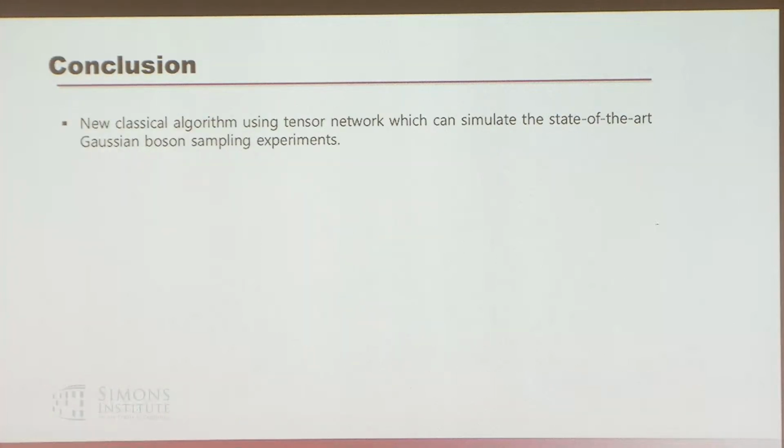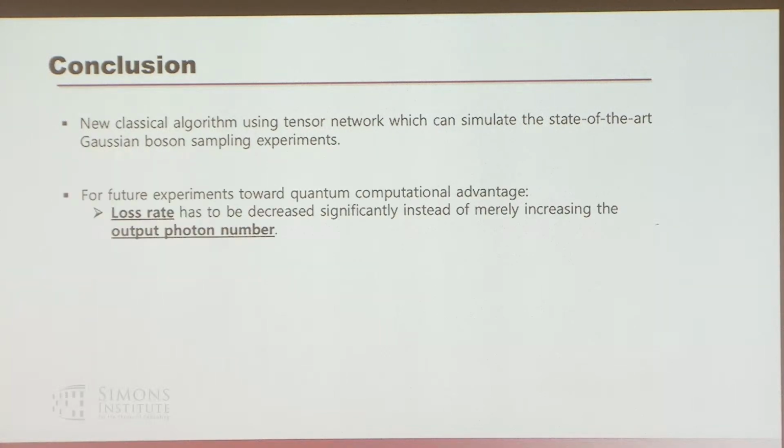So that's the main result. Let me conclude with this and with some open questions. We invented a new classical algorithm that can simulate the state-of-the-art Gaussian boson sampling experiment. So this is one result, but the implication is probably more important. You can see that this invention of a new classical algorithm guides future experiments.